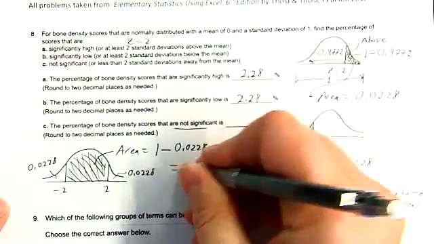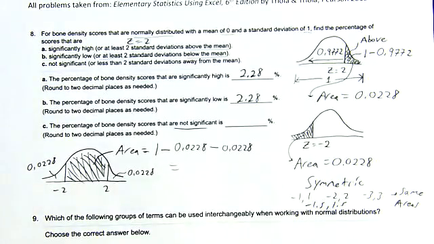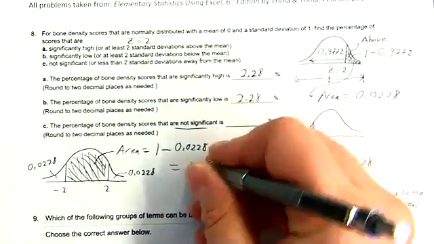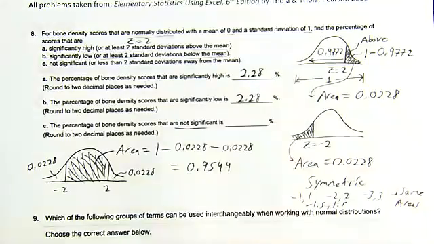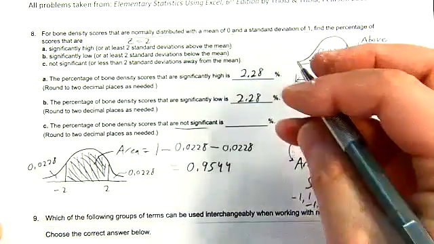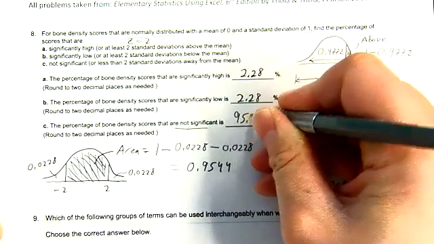And if you do this subtraction from 1, you will get 0.9544. The percentage would be 95.44.